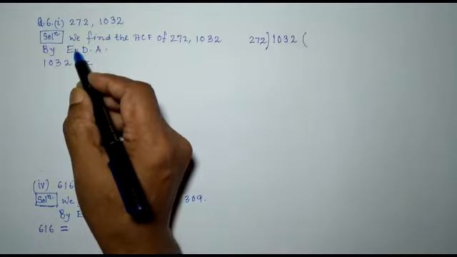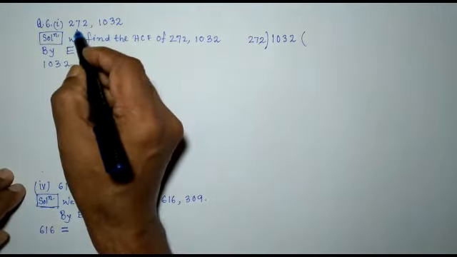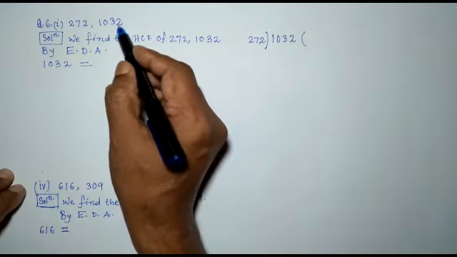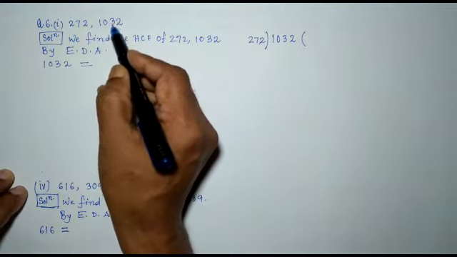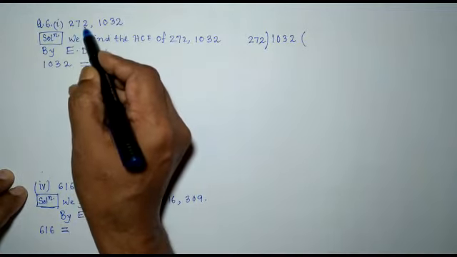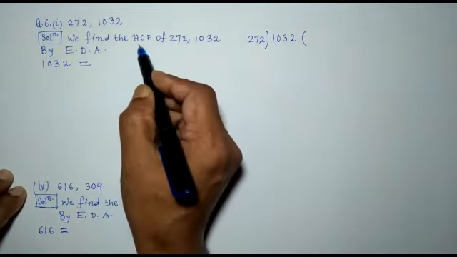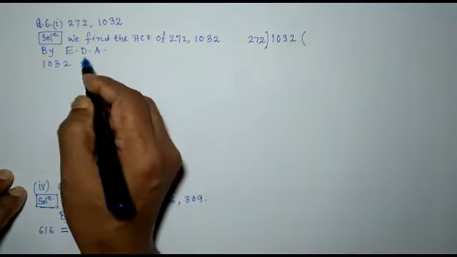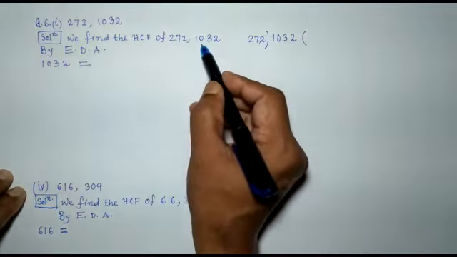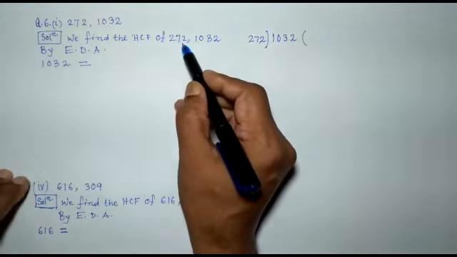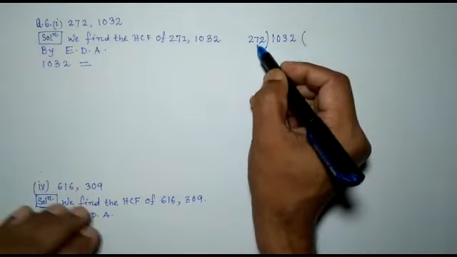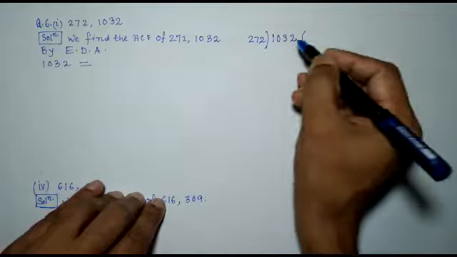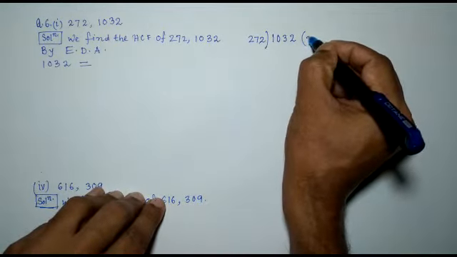So now is question 6, sum number 1, 272 and 1032. So we see 1032 is bigger than 272. So we find the HCF of this 272 and 1032 by Euclid's division algorithm. So as 1032 is bigger than 272, we divide 1032 by 272. So see how many times will go. I think only 3 times will go.